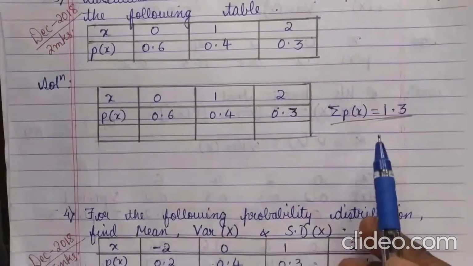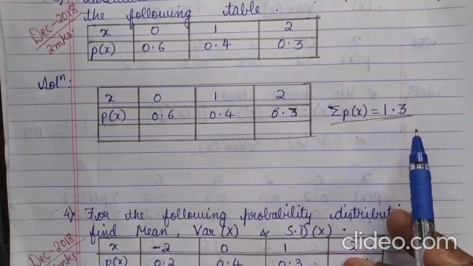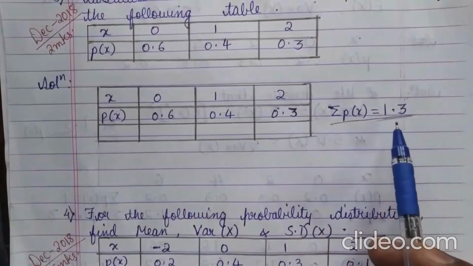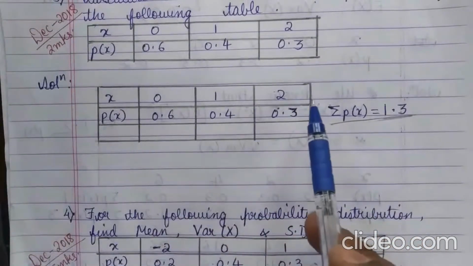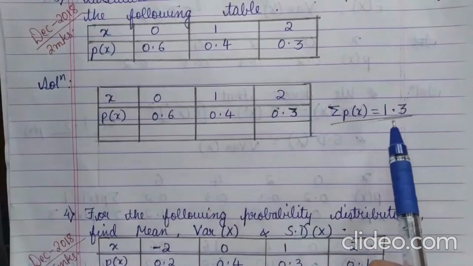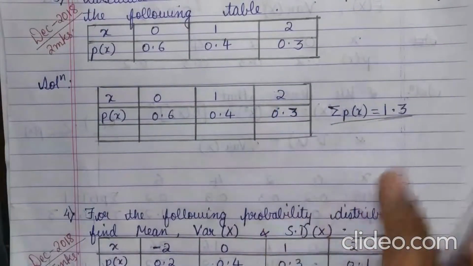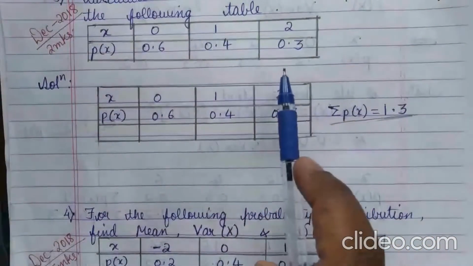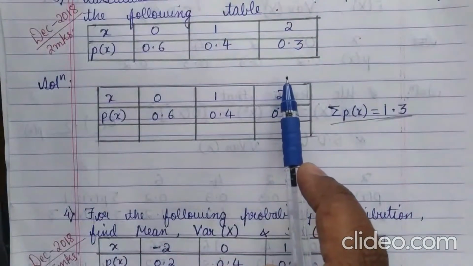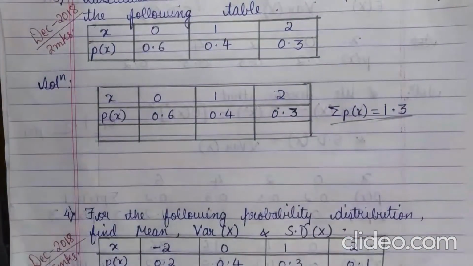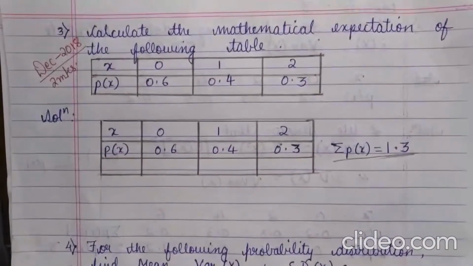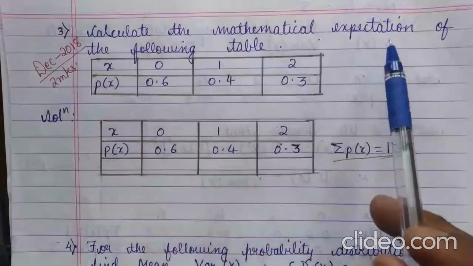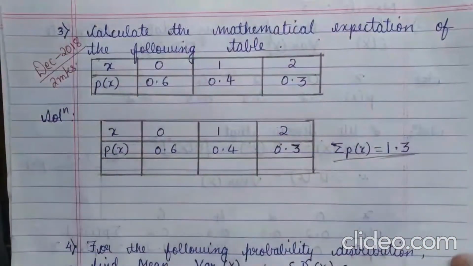Remember, p of x cannot be more than 1. It should be exactly equal to 1. It cannot be less than 1 also. If it is less than 1, that means some x value is missing. If it is more than 1, that means an x value is extra. Here, this 0.3 is probably the extra one. Okay, so let it be. We'll take whatever they have given and we'll solve it. They have asked us one simple thing, that is the mathematical expectation of x.